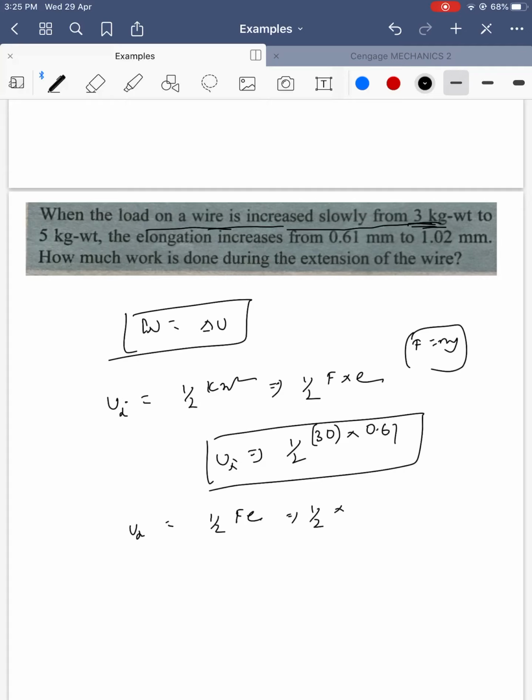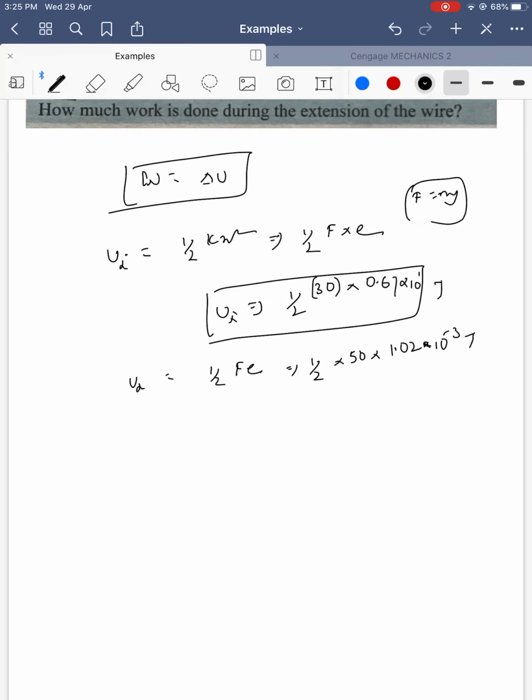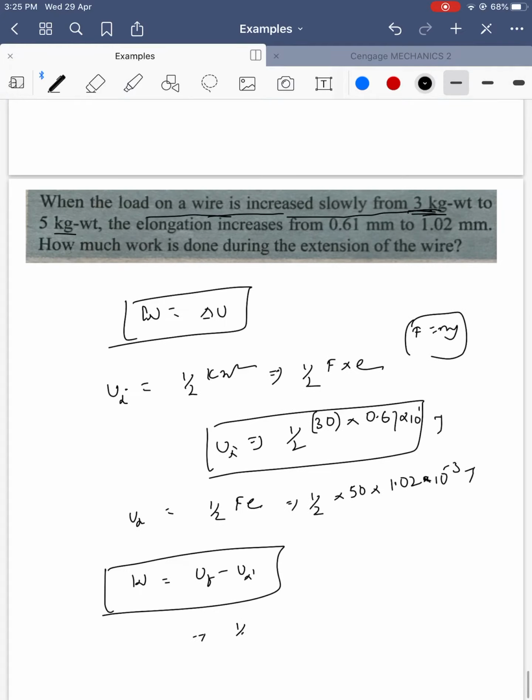So half F is nothing but, how much is the force in the second case? 50 into elongation 1.02. These are in millimeters, into 10 power minus 3 meters. Sorry, this is in joules. So work done is nothing but U final minus U initial. You can simplify these terms.